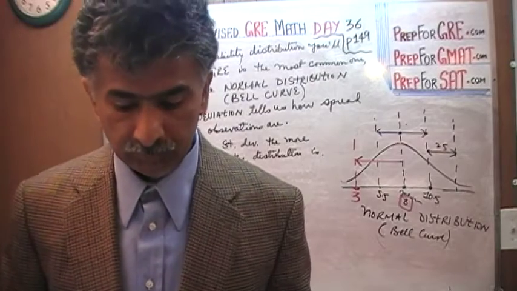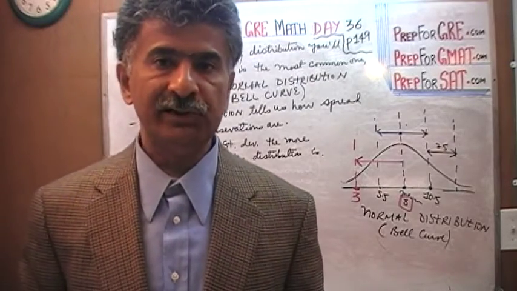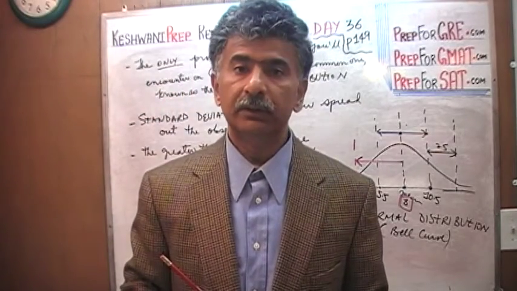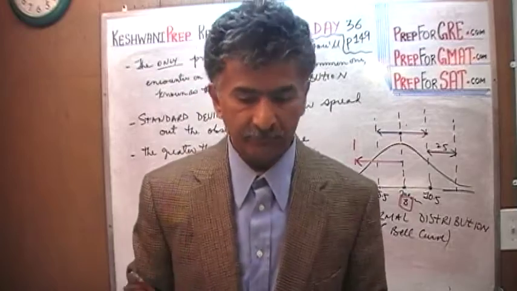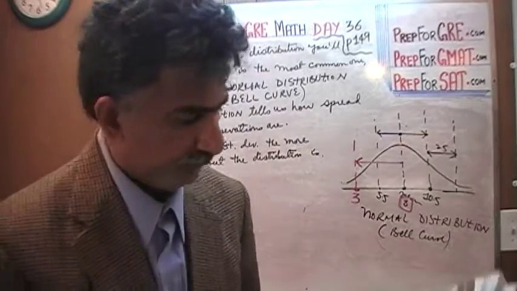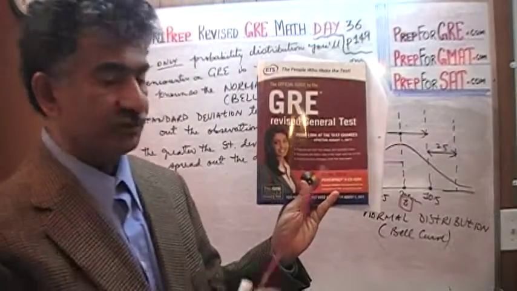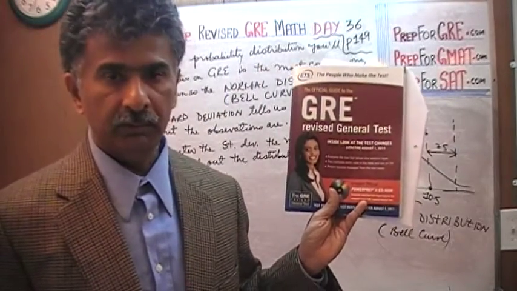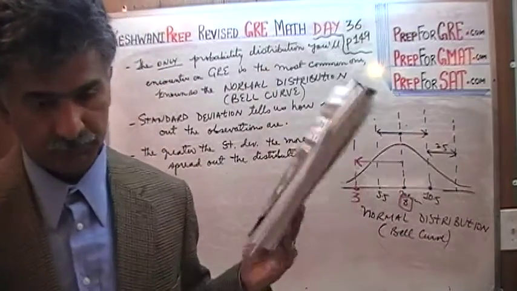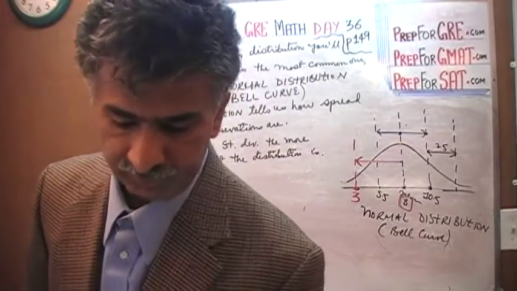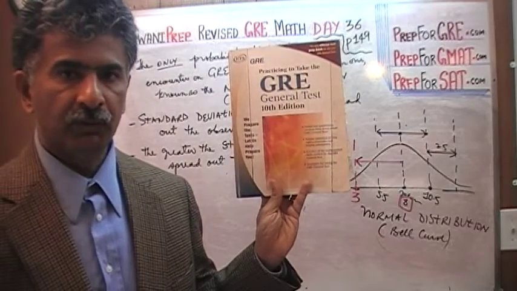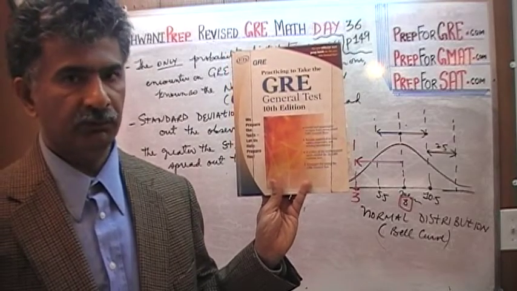I want to redo problem number 13, which deals with a notion known as the normal distribution, something that did not appear in the old GRE. That's the reason why it's called the revised GRE. It has been revised. It's a new GRE, hence the revised GRE. In the old GRE, the book that I'm holding in my hand here, this concept of normal distribution did not appear. They never asked any questions about it.